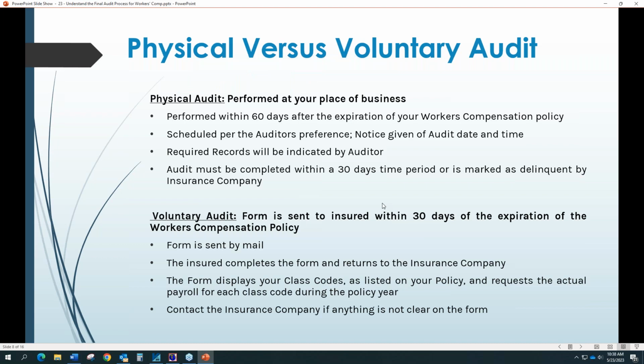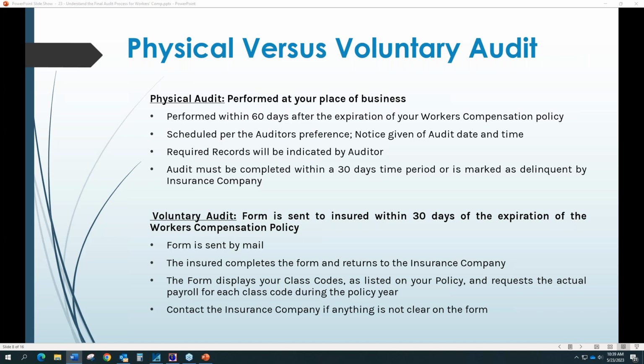Now, I want to go over different types of audits. When completing the final audit, your insured can be assigned one of two types by the carrier, physical or voluntary. Physical audits are typically assigned to those with a higher exposure, such as contracting risk, manufacturing, or businesses that have a high payroll exposure. Physical audits are performed within 60 days after the policy period expires. A physical audit is usually performed at the insured's place of business, but it could take place at another location, such as the accountant's office.